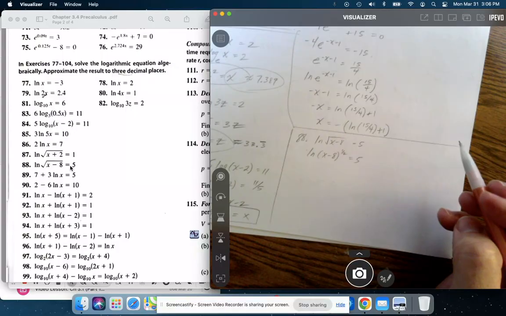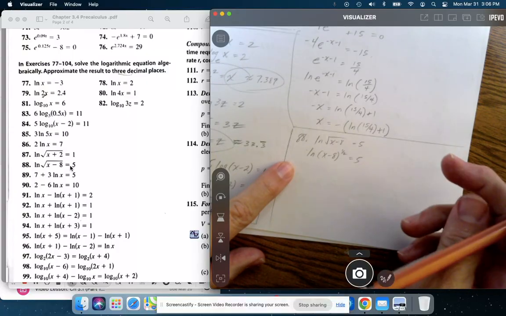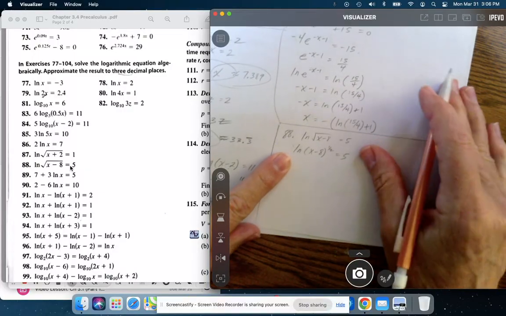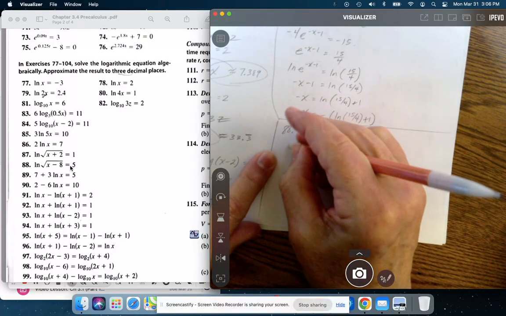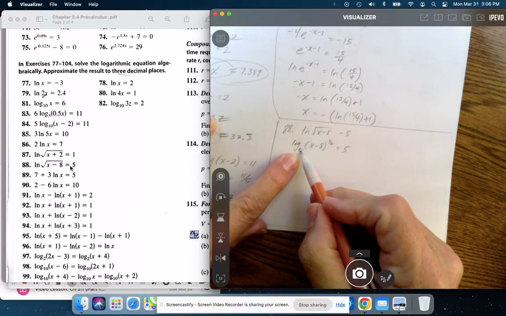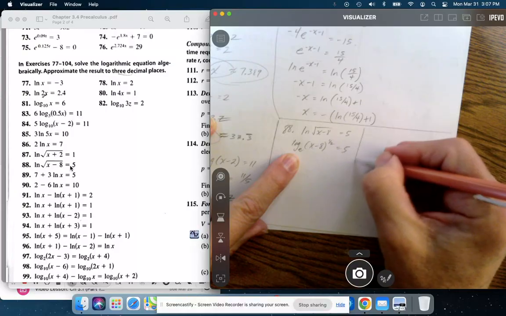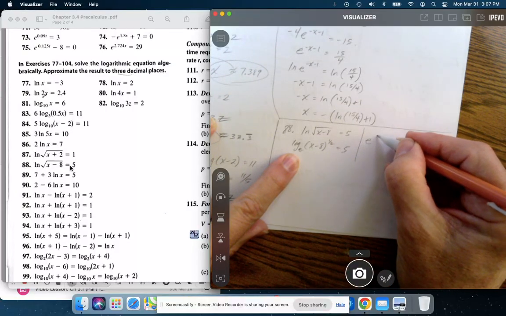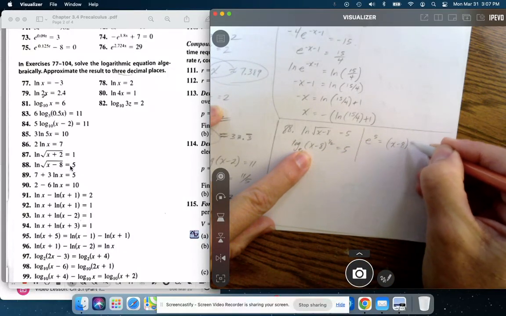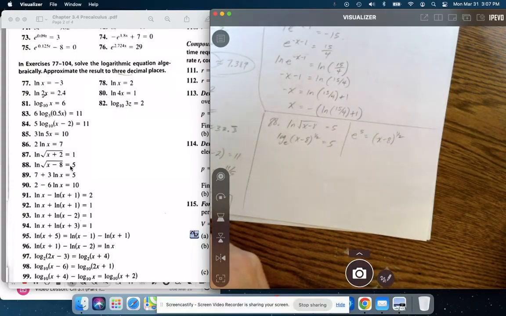Is that what I want to do? Well, let's see. There's a couple ways I can go. So let me go a couple different ways and see what happens. Remember, natural log is log base e. So if I do it this way, the e to the 5th is this, right? So over here, I'll do e to the 5th is x minus 8 to the 1/2.